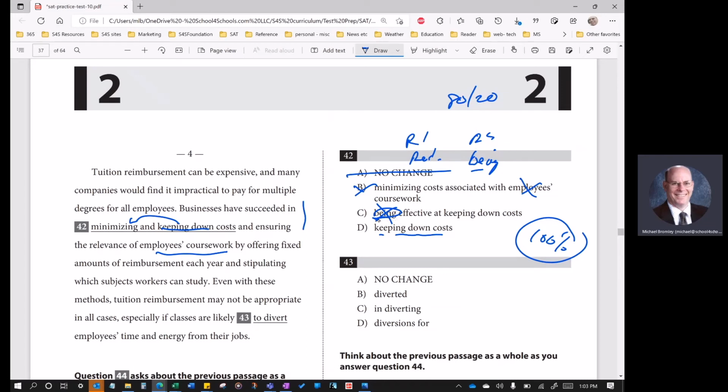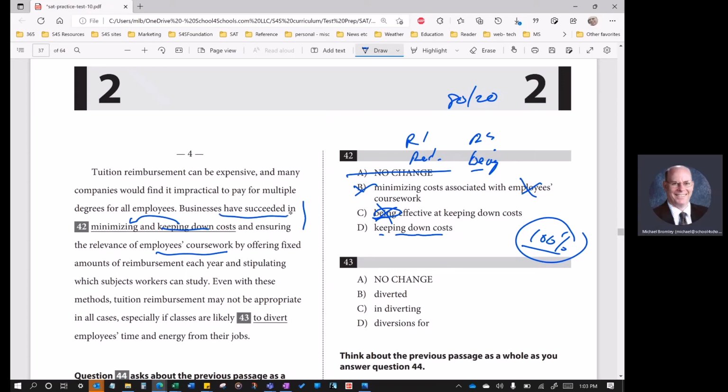But I'm pretty sure anytime they put "being" in there, it's wrong. Now, why is "being effective" redundant? It's wrong generally because it's unclear. It's passive voice. That's really what's going on here. This is passive voice, but being effective. This is seen by ensuring replenishment by offering fixed amounts each year and so on.